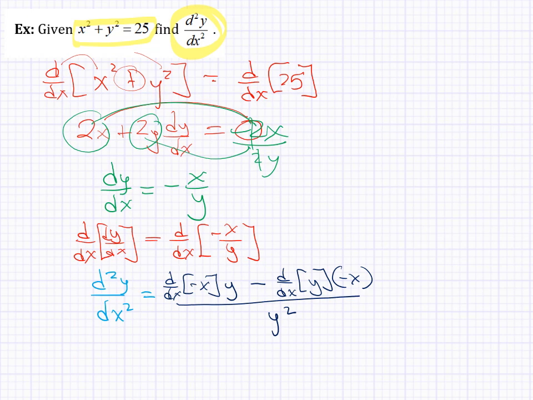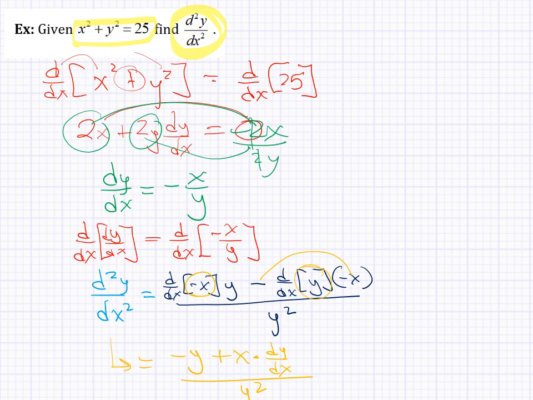In which case, all right, these derivatives are not bad. So I would have the derivative of negative x would be negative 1, so that would give me negative y. Here's a negative, here's a negative, so I'm going to write that as plus x times the derivative of y with respect to x, which is dy/dx, over y squared. So that's what the second derivative equals.